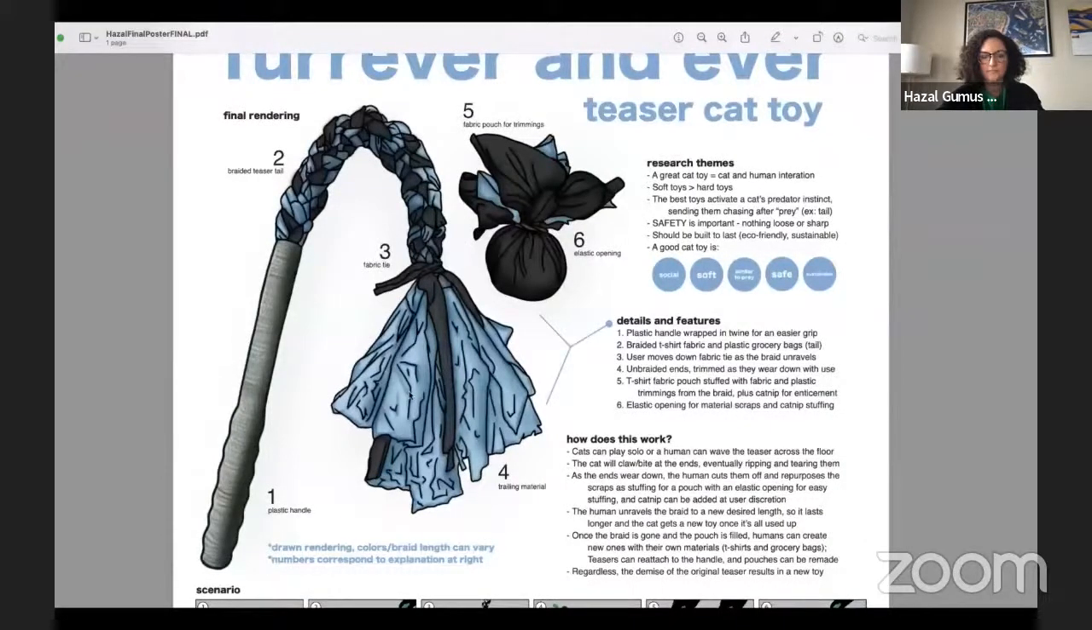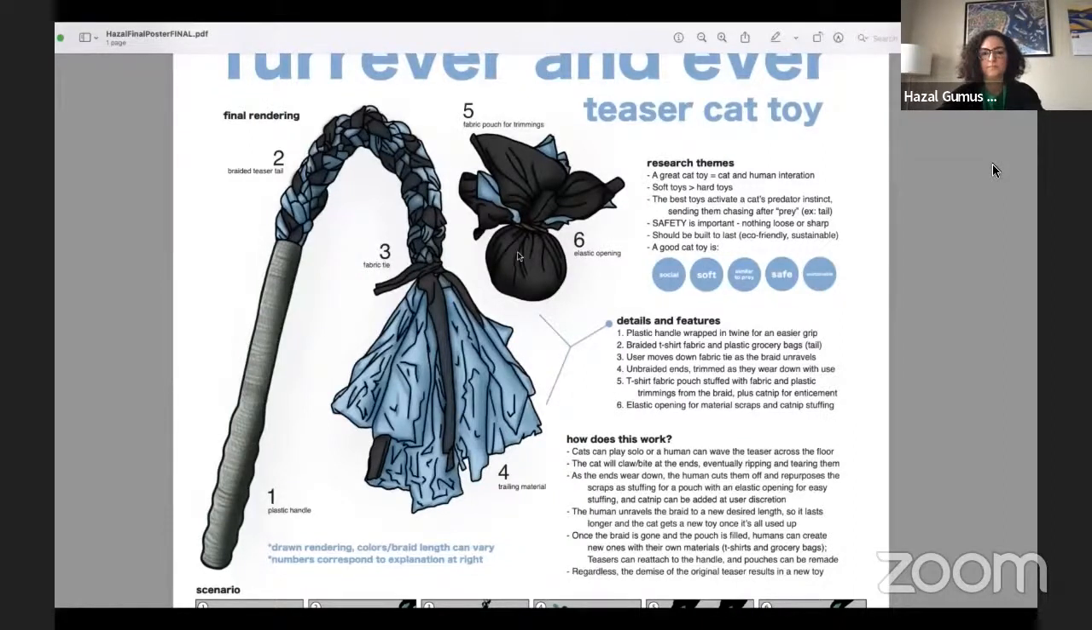So here on the left side of the page right now, this is a little rendering that I have of the final toy. It is a 3D printed plastic handle wrapped in twine. And then at the end of it, for the tail itself that the cat would play with, it is braided t-shirt fabric and plastic bags. And then to the right, this fabric pouch that I have is also made from t-shirt fabric and twine and plastic bags. And I'll get into their purposes in a little bit.